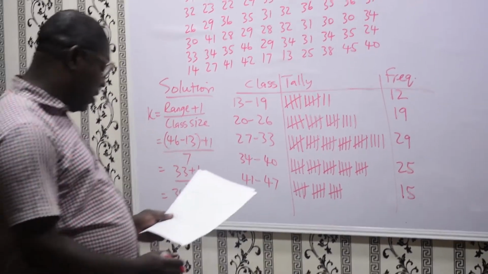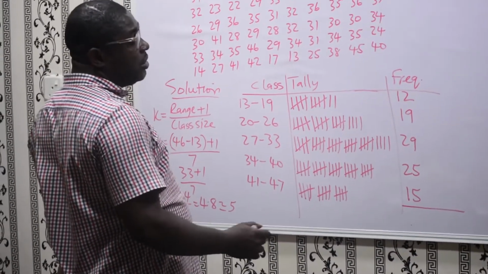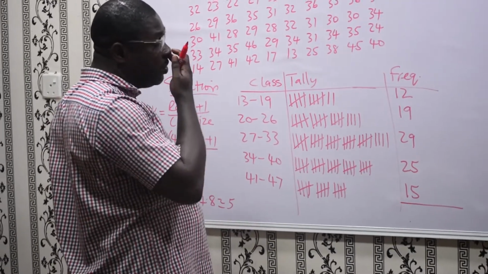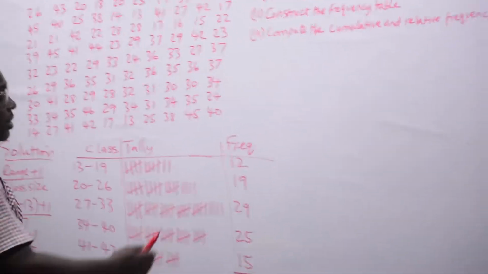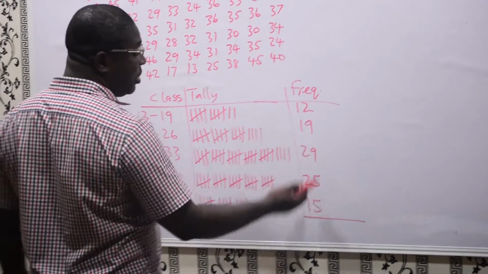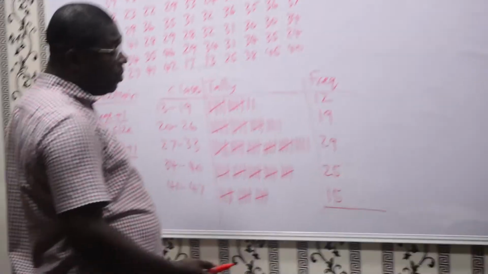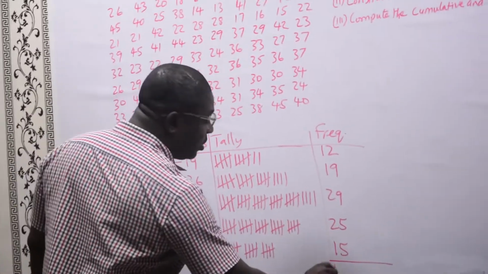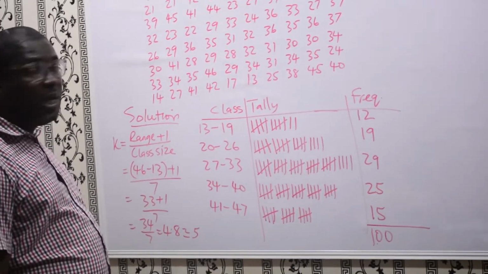We've placed everything. And then let's add, do we have a hundred? That's a test of what we are doing. Now 12 plus 19 gives us 31. 31 plus 29 gives us 60. Now 25 plus 15 gives us 40. So 60 plus 40 is giving us 100. So we're correct in our tally count.